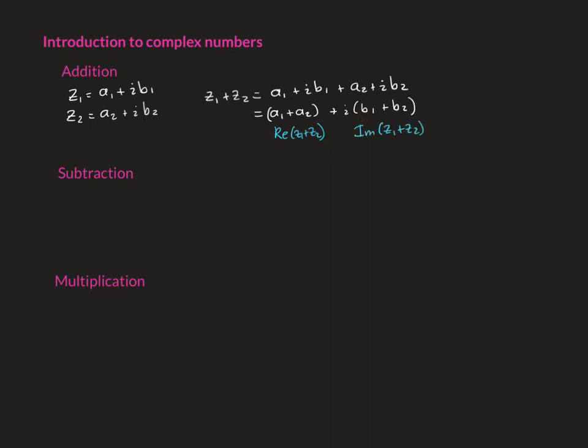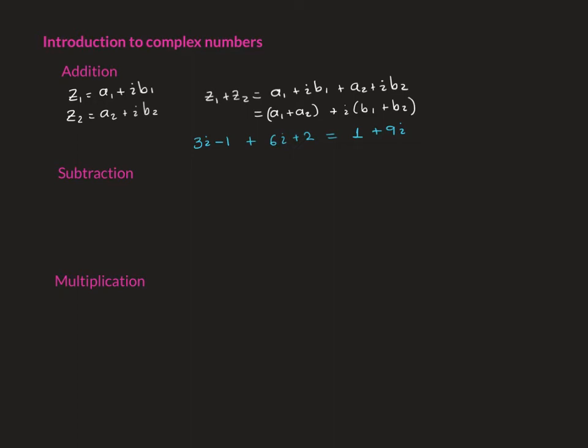As an example, let's consider the number 3i minus 1, and let's say we want to add that to the number 6i plus 2. So what we have to do is add minus 1 plus 2, and that should give us 1, and also 3i plus 6i, and that should give us 9i. So the resulting number is going to be 1 plus 9i.